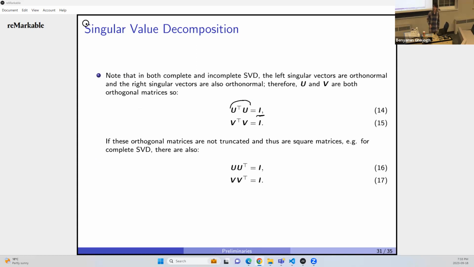What is V transpose V? As it is an orthogonal matrix, it becomes V inverse V. So it is identity. What about U U transpose? If I don't truncate it, if I keep all of the left singular vectors, then U U transpose becomes identity. But if I truncate that, it's not an identity anymore. What about V V transpose? If I don't truncate it, if I have all of the right singular vectors, then it becomes identity as well. Okay.